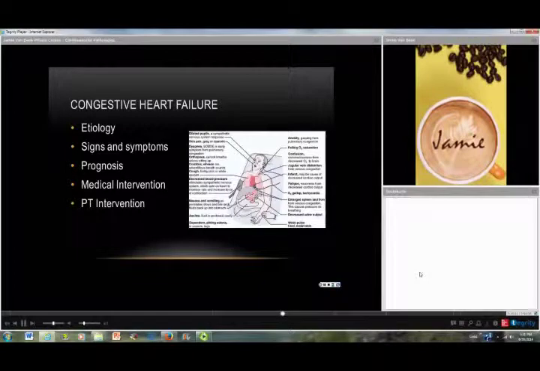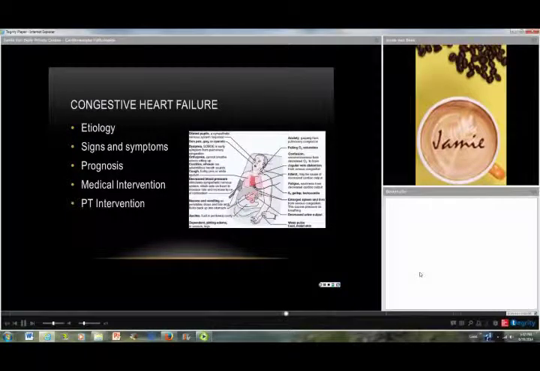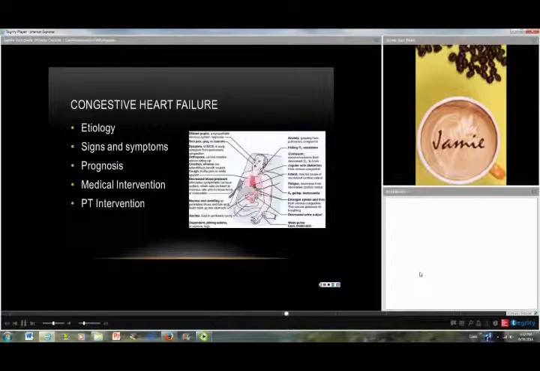All right, congestive heart failure is the next one. Congestive heart failure is something you are going to see with a number of your patients as you work in physical therapy in different settings. Basically, in congestive heart failure, the heart is no longer able to pump enough blood to meet the body's needs. There are two types: right and left ventricular failure.